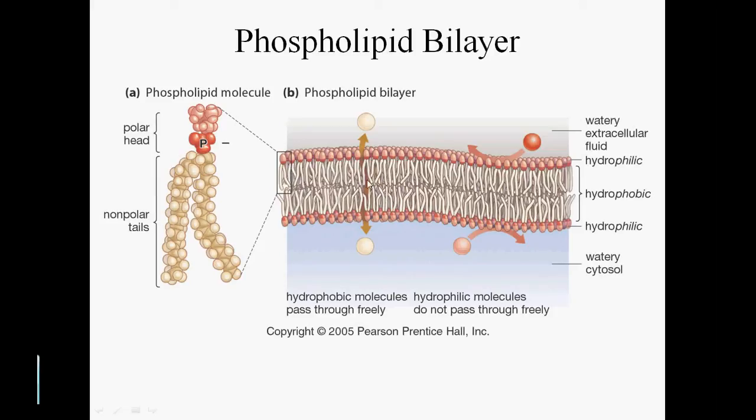Now, this provides an important characteristic of the phospholipid bilayer. With the fatty acid tails being hydrophobic, it allows hydrophobic molecules, so molecules that are also hydrophobic, to pass freely through the phospholipid bilayer. However, hydrophilic molecules and larger molecules are not able to pass freely through the phospholipid bilayer. This is an important characteristic.